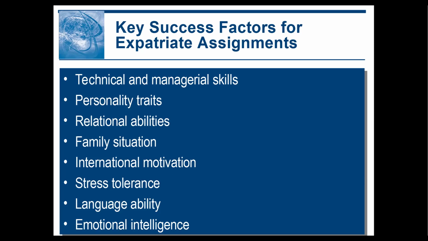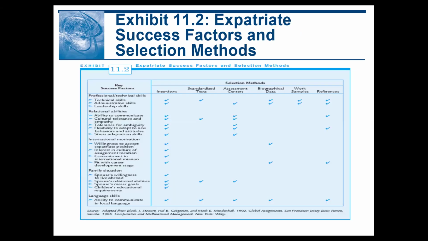Family situation, a factor like this, you have to understand, influences the success of the expatriate. If the spouse and children are happy in that particular foreign environment and the situation they have to face over there, then the expatriate can do what he or she needs to do properly. In here, you can see the expected success factors and what type of selection methods need to be used to identify those factors.